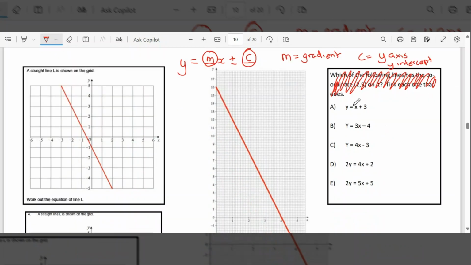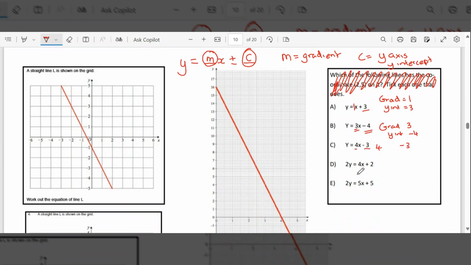So here, the number before the x, even though you can't see it, we'd need to realize is 1. So if they said, what is the gradient of this line? The answer would be 1. If they said, what is the y-intercept? The answer would be 3. The gradient here, the number before x, is 3. The y-intercept is minus 4. Here, the gradient is 4, the y-intercept is minus 3.